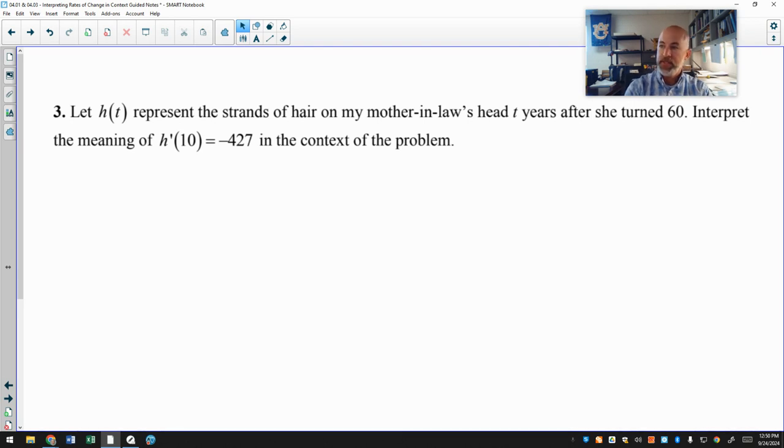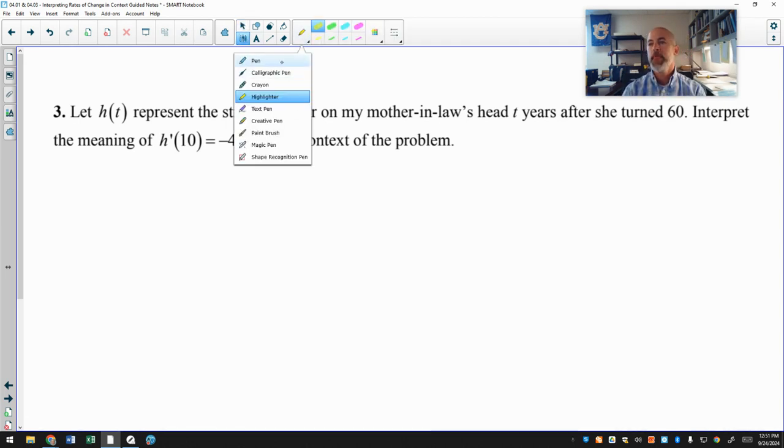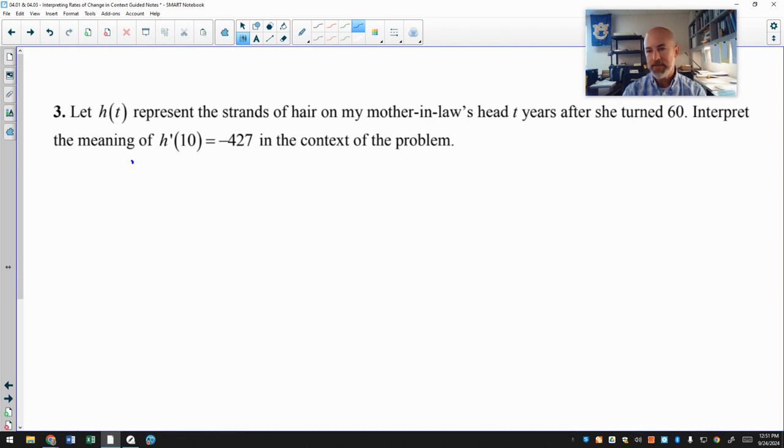So T equals 10 means 10 years after she turns 60, so she's 70 years old. Negative 427, what does that mean? That's kind of the question. When I'm interpreting these things, I like to think big picture first. And this is in my head. I would never write this down as my answer, but this is my initial interpretation. If H prime is negative, they tell me that H prime of 10 is less than 0, therefore my function H of T, if my derivative is negative, H of T is decreasing.